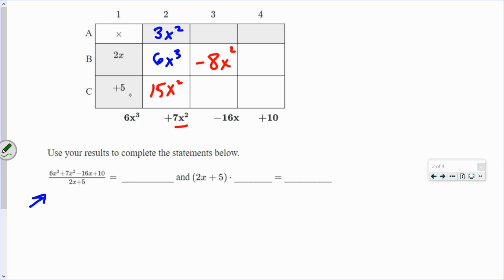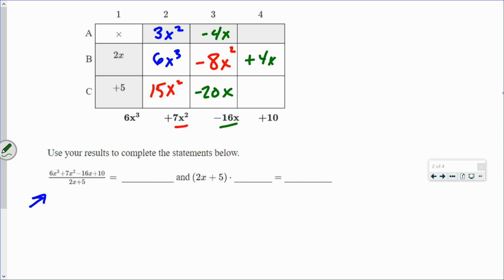But then I go back to finding the dimensions of the top. What times 2x will get me negative 8x squared? That would be a negative 4x. And then fill in what you have. A negative 4x times a positive 5 is a negative 20x. And then again, thinking, okay, now I've got to get to negative 16x. If I add 4x, that will give me a negative 16x.